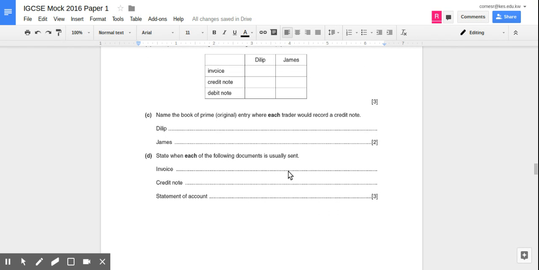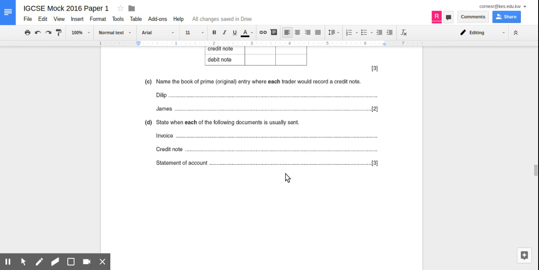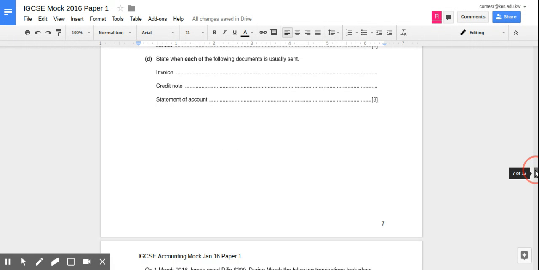Name the book of prime entry where each trader would record a credit note. Well, for Dilip, he's the supplier or the business doing the selling. So for him, it would be in his sales returns journal. Whereas for James, he's the customer. He purchased it and returned it, and therefore it's in his purchases returns journal. Invoices, they are sent when the goods are sold. A credit note is sent when goods are returned, and a statement of account is sent at the end of the accounting period, or usually every month.